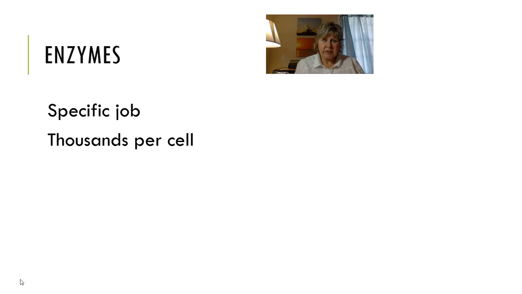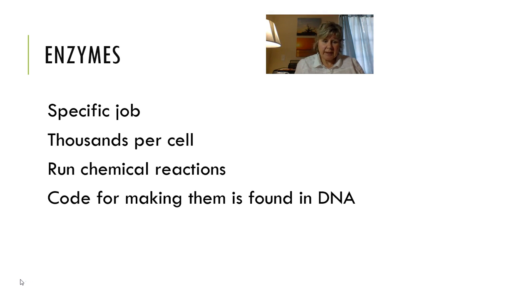There are thousands of enzymes per cell, no matter what cell it is. They run chemical reactions just like I explained. And the code for making all the enzymes that cells need are found in the DNA. And that's why DNA is so important, because the DNA determines the enzymes that are produced by a cell, and the enzymes determine the chemical reactions that take place.